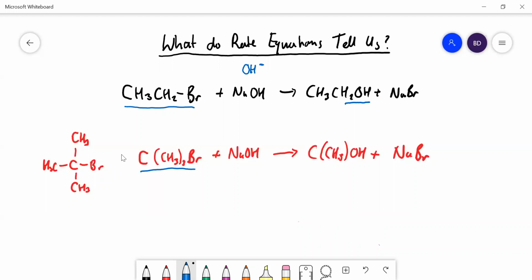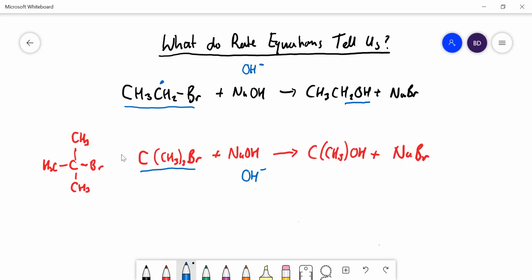So it's a tertiary haloalkane. So the bromine is attached to this carbon, which is attached to 3 others, whereas this one we'd call a primary haloalkane because that bromine is attached to a carbon which is only attached to 1 other. Now, a tertiary haloalkane, what happens is OH minus reacts with this one. You get a nucleophilic substitution. It swaps the Br for an OH, turns it into an alcohol. So superficially, they look very similar reactions. When we look at the rate equations, though, you'll see that they're fairly different.